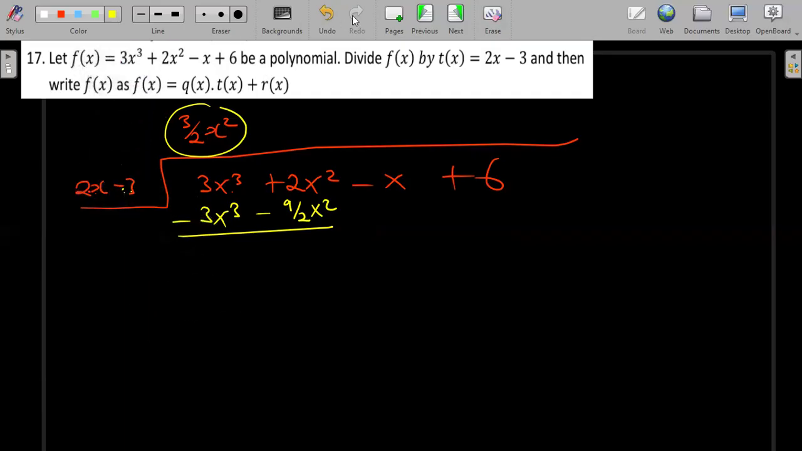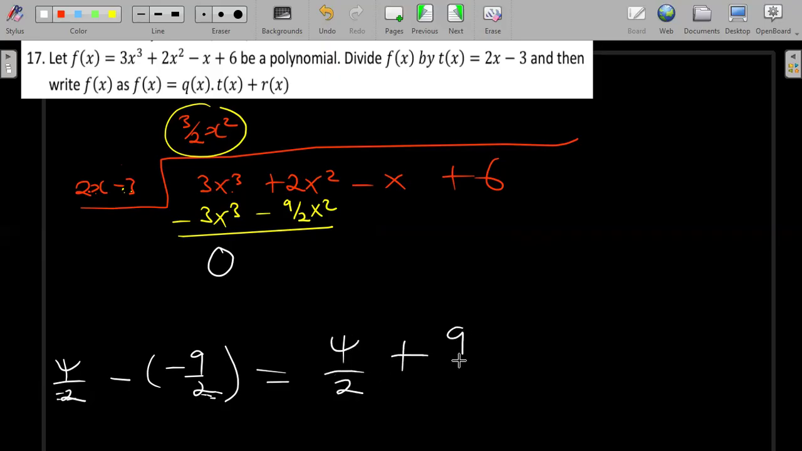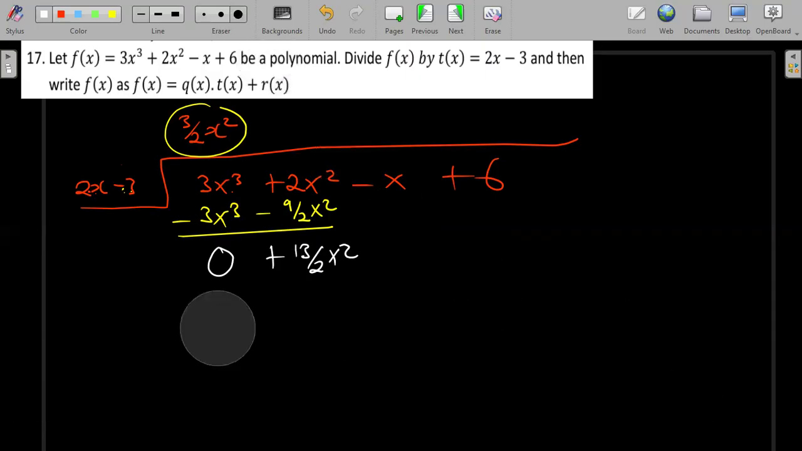And then from there, we have to subtract. So when we subtract the first one, we're going to get 0. And then here it will be 2 minus, this is minus, and then minus 9 over 2. So this 2, we can also write it as 4 over 2. 4 over 2 is the same as 2. I just want them to have the common denominator. And with this minus, this becomes 4 over 2 plus 9 over 2. They have the same base, so we can add whatever is on top. So that gives me 13 over 2, so plus 13 over 2 x squared. That's what I get.